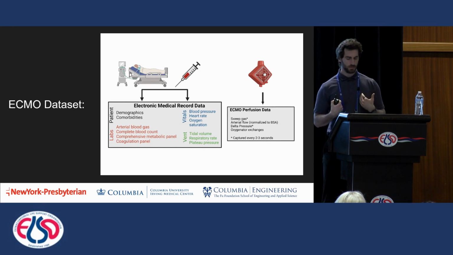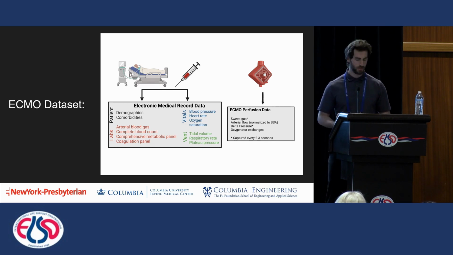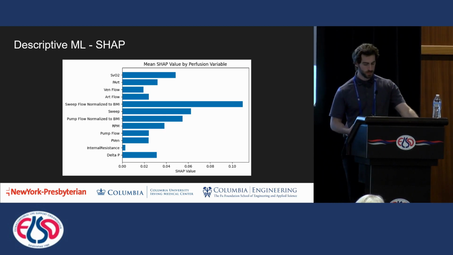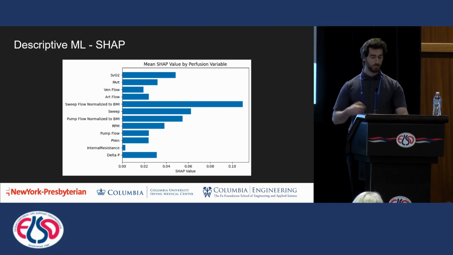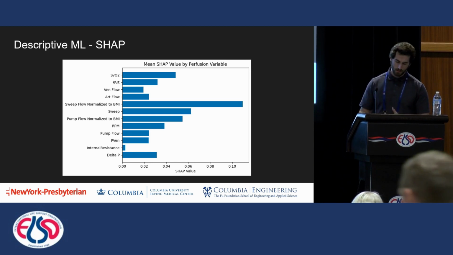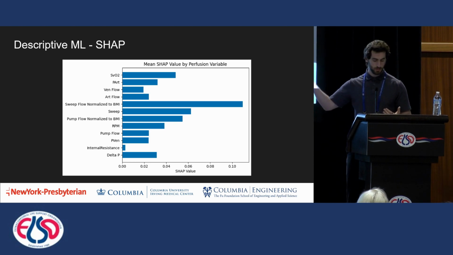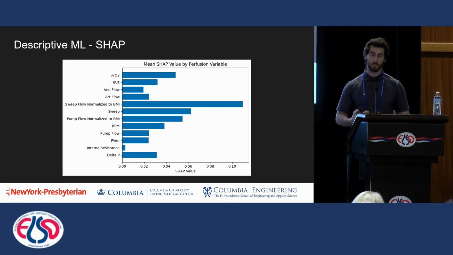When we work on ECMO, we collect perfusion data, laboratory values, vital signs, and ventilator settings. Perfusion data includes things like the circuit flow, the sweep gas, delta pressure across the membrane lung. And then using machine learning, we're able to decompose the individual importance of each variable we track. And by importance, we mean how much the value affects the chance of successful decannulation. A high value, such as in sweep flow normalized to BMI, indicates that controlling this factor is one of the most important in determining a positive outcome.